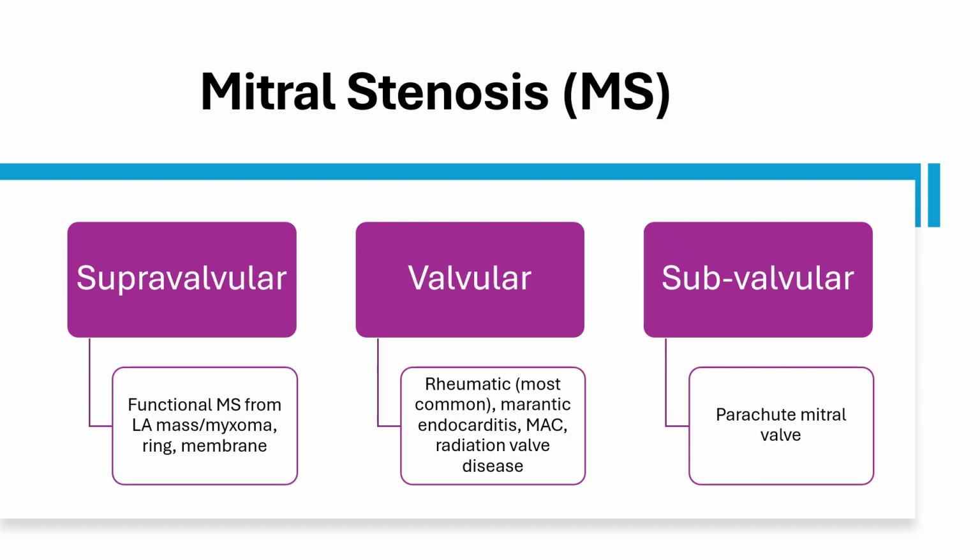The etiology of mitral stenosis can be broken down into three main groups. Supravalvular, including LA mass or myxoma, ring, or membrane. Valvular, such as rheumatic, being the most common, marantic endocarditis, which is a non-bacterial thrombotic endocarditis, MAC, which stands here for mitral annular calcification, and radiation valve disease. Subvalvular mitral stenosis is usually due to parachute mitral valve. Parachute mitral valve has only one papillary muscle.